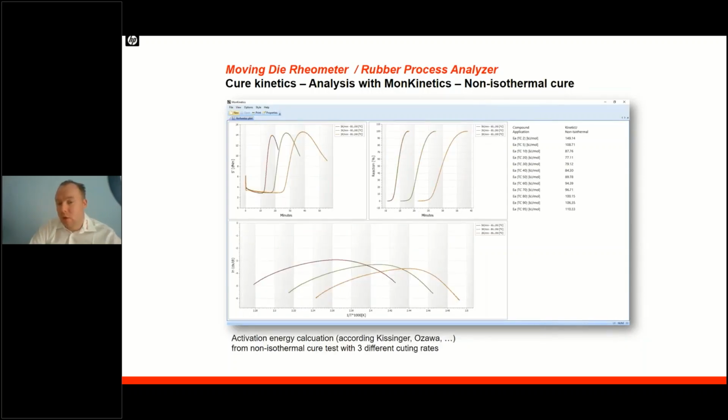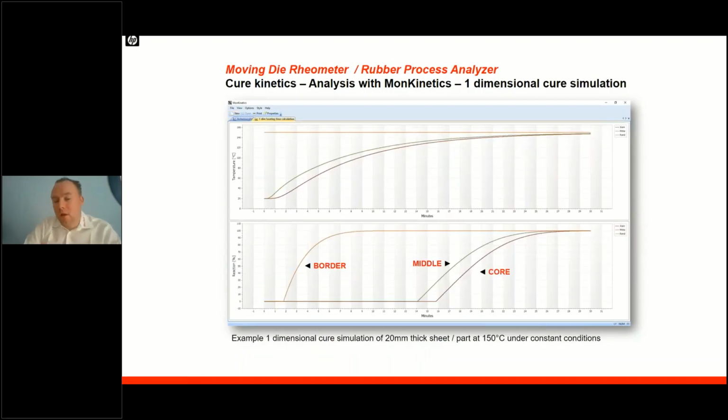This can be expanded to non-isothermal testing by running either heating or cooling ramps and loading them into the cure kinetics models. Also, activation energies for different states of cure, different cure times can be calculated. And last but not least, also, this data can be used to do a 1 or 2 dimensional Q simulation. Here, for example, for a 20 millimeter thick rubber sheet, based on the rheological data, we can tell how fast at which position of the part the material will cure, and based with this data, define optimum curing times for parts and geometries.